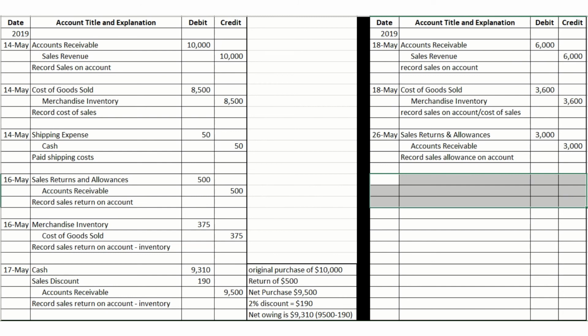The last item is May 31st. They made a payment from Litmus for the May 18th sale. May 18th to May 31st is 13 days. The discount was 2% if paid within 10 days, so there should be no discount provided for this customer. The amount owing then is $3,000, the original $6,000 purchase less the $3,000 allowance. So the net cash coming in the door should be $3,000 as a debit to cash and a credit to accounts receivable for the same amount, for receiving that payment on account.